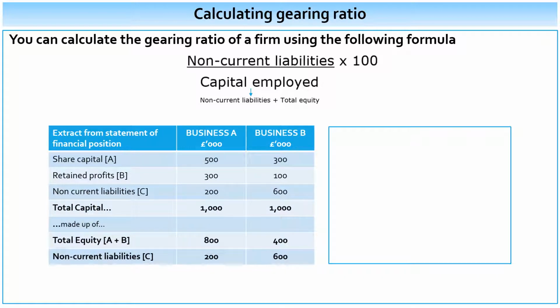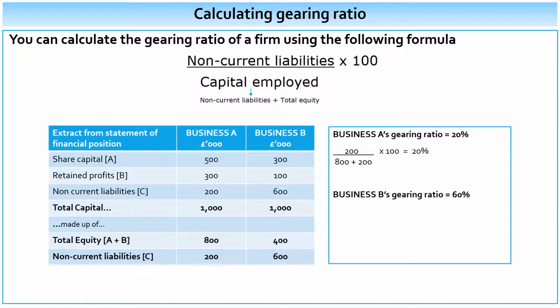If we take some information from the statement of financial position, the share capital, the retained profits, the non-current liabilities, the total equity, the share capital and the retained profits, added to the non-current liabilities gives us the total capital. So the total capital employed here, for both business A and business B, is 1,000. They're the same size. But the makeup of where that money has come from is different between business A and business B. If you were to look at the gearing of the two companies, business A's gearing is 20%. The non-current liabilities, 200, are 20%, 200 over 1,000, of the total capital employed.